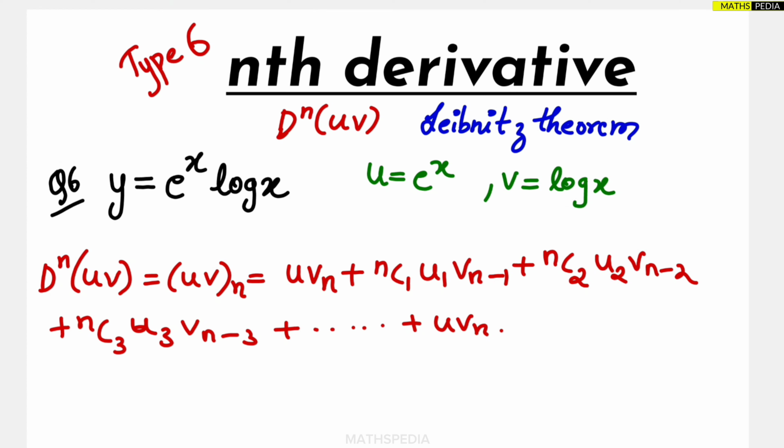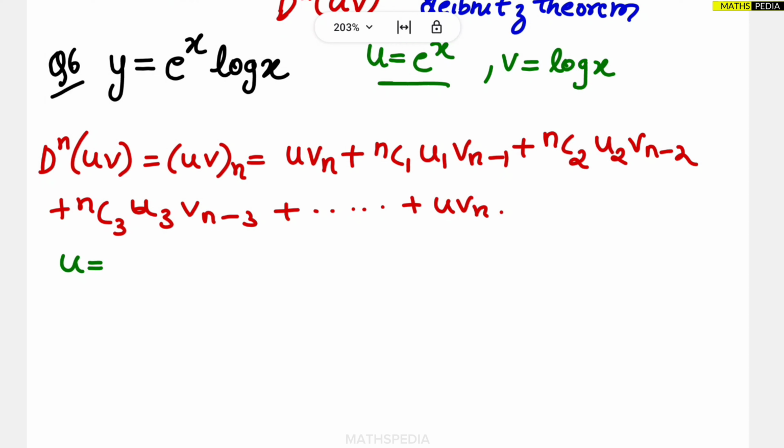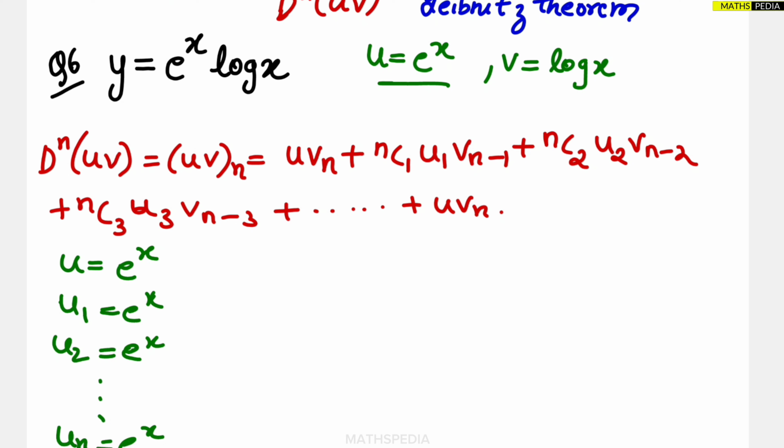Here the problem is that the u function is e power x, right? So u1 will be e power x only. For example, u is e power x, u1 is also e power x, u2 is also e power x, and so on till un, which is also e power x. What do you understand from this? I cannot stop the formula somewhere, because in previous problems I used to get 0 at some stage after successive differentiation. But here I am not getting 0, so I have to consider the entire formula.